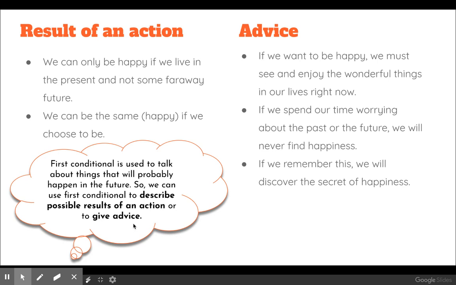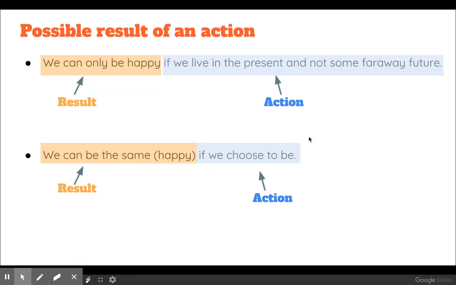So let's look at Sheikh Hafan's sentences a little more closely. And you see here in the if clause, we have our action. If we live in the present, then the result, we can be happy. Possibly, right? Maybe I can be happy other ways, but in Sheikh Hafan's opinion, if we live in the present, we can be happy. Also here, in his opinion, if we choose to be happy, then we can be happy. All right, so here's the action, here is the possible result.